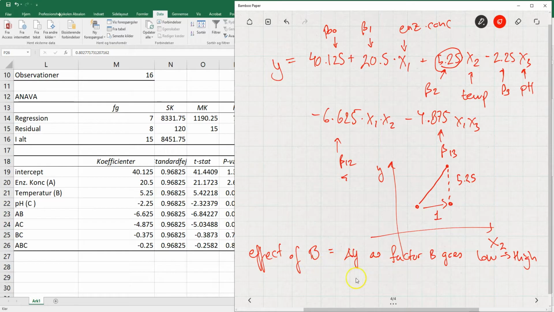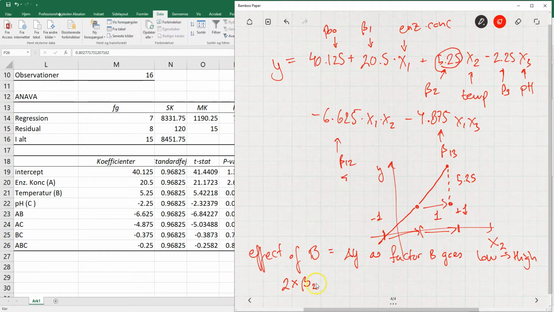So increasing the factor from low to high would give us a yield change. And how much would the yield change? Well, that would change twice as much, because now we're taking 2 steps. We're actually going from, well, excuse me for my drawing here, but we're going from level -1 to plus 1. That's actually 2 steps, right? 1, 2. So the effect of my factor B here is 2 times, in this case, beta 2.